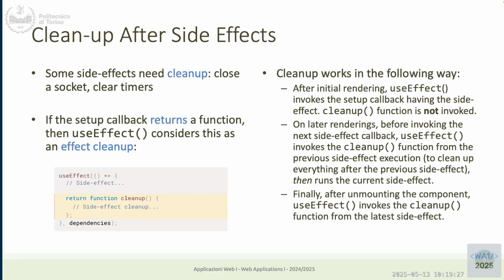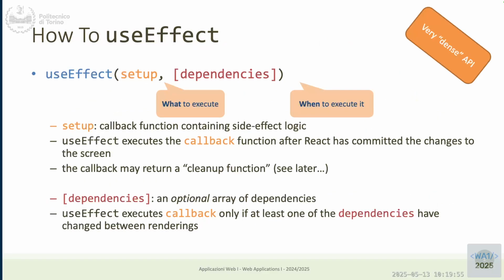The reason why it's embedded here is that the cleanup function might need, or usually needs, some closure over the resources that we have inside. So if the side effect opens a timer interval, we need to remember the id of the interval in order to shut it down during cleanup time. So this is the reason why we said that the API for useEffect is very dense, because there's a detailed return statement which opens a world of cleanup functions.